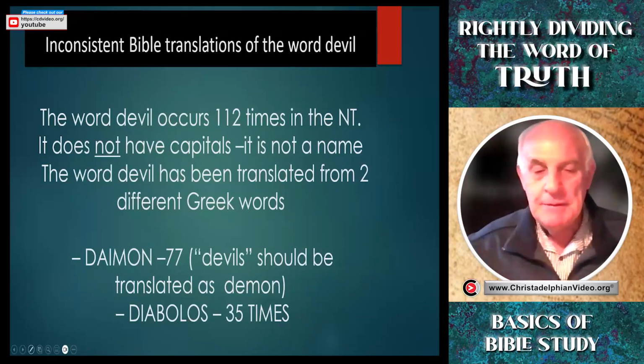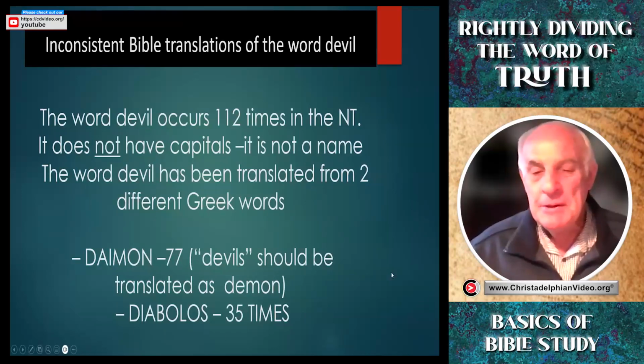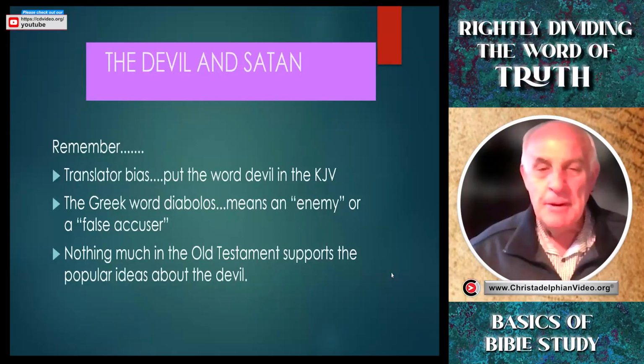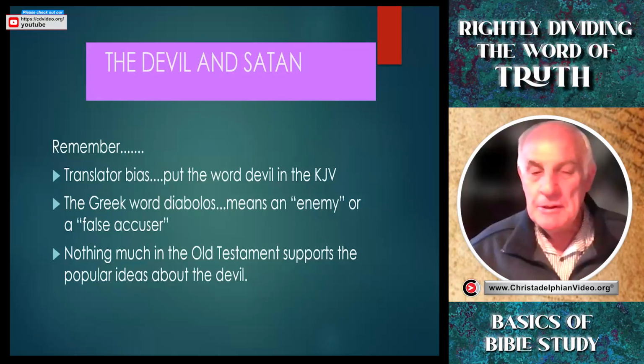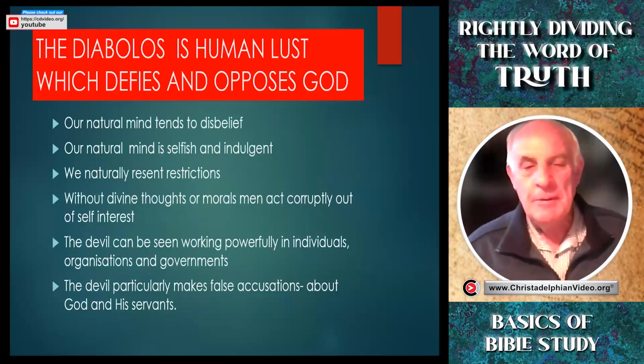So getting rid of the 77 demon ones, we come across the 35 diabolos ones, and they are the ones which you need to follow through, because you will see in most contexts that they actually mean something else. So remember the translator bias, which put the word devil in the King James Version. The Greek word diabolos means an enemy or a false accuser, and nothing in the Old Testament supports the popular ideas about the devil. So with that in mind, let's go over what the diabolos does actually mean.